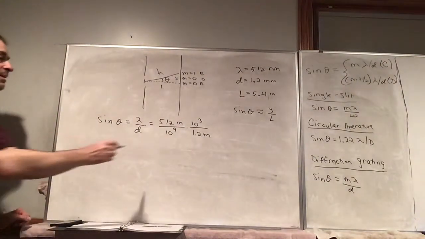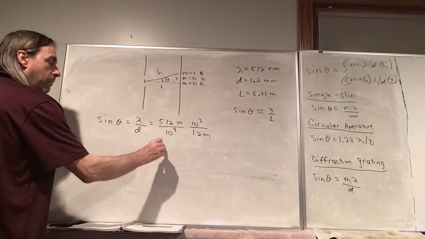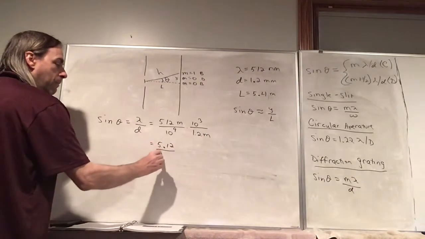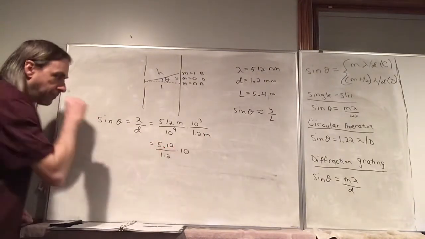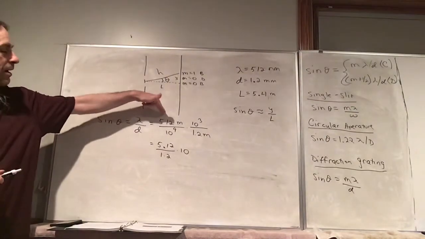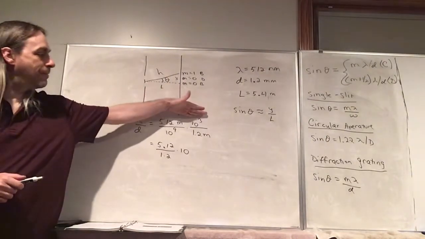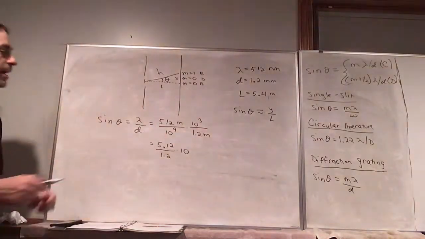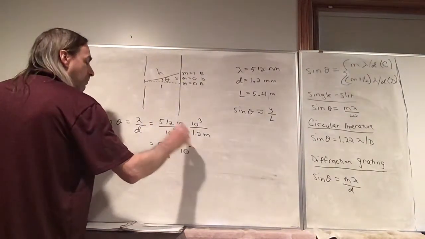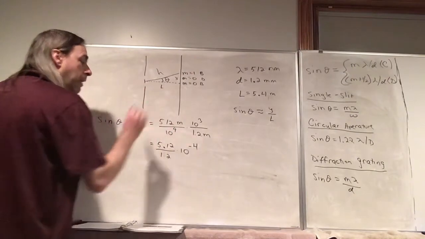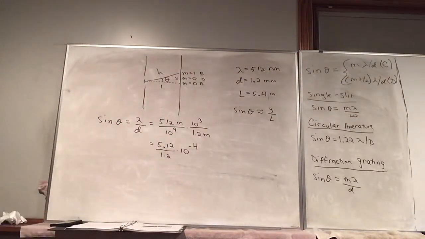So let's clean this up a little bit. If we divide this by 100, we have 5.12 times 10 to the 5th, and then divided by 10 to the 9, that leaves 10 to the minus 4. So this is clearly a small angle. If we take the inverse sine, we're going to get a very, very small angle here, so let's not even bother with that.